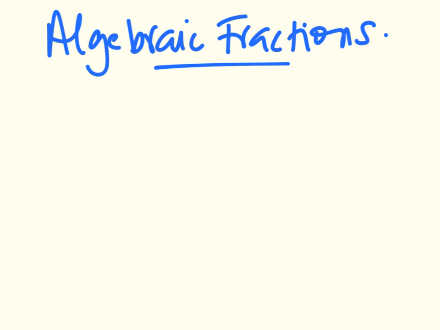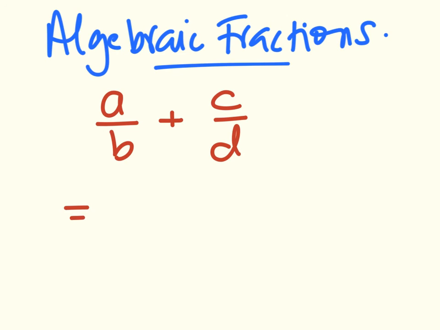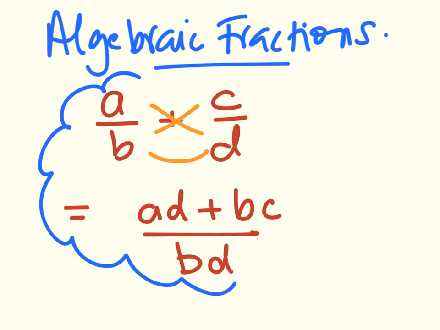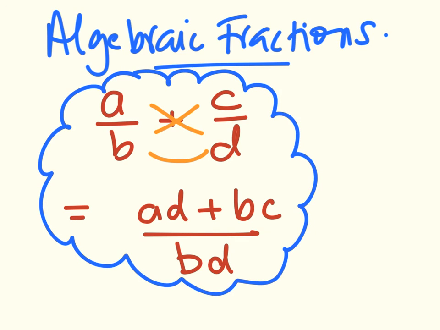Last section is algebraic fractions. Now the basic rule for algebraic fractions is a over b add c over d is equal to, get the bottom number by doing b times d, which is bd. Get the new top number by doing a times d and then adding on b times c. Okay, that there is the basic rule for both adding and subtracting algebraic fractions.